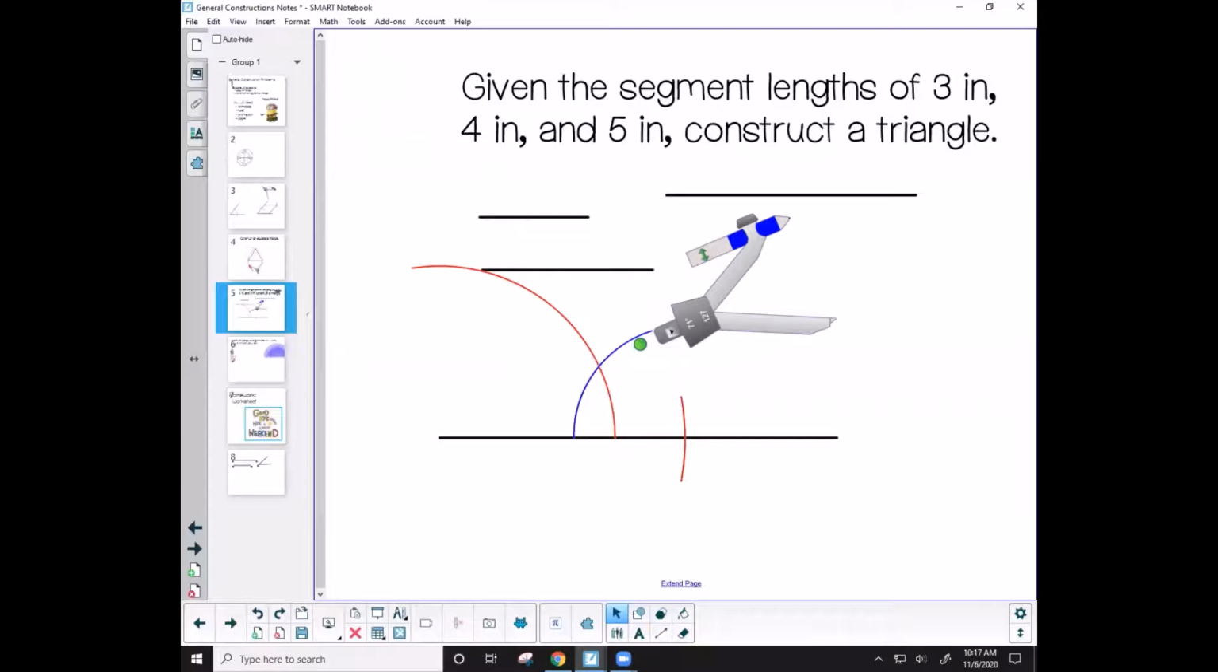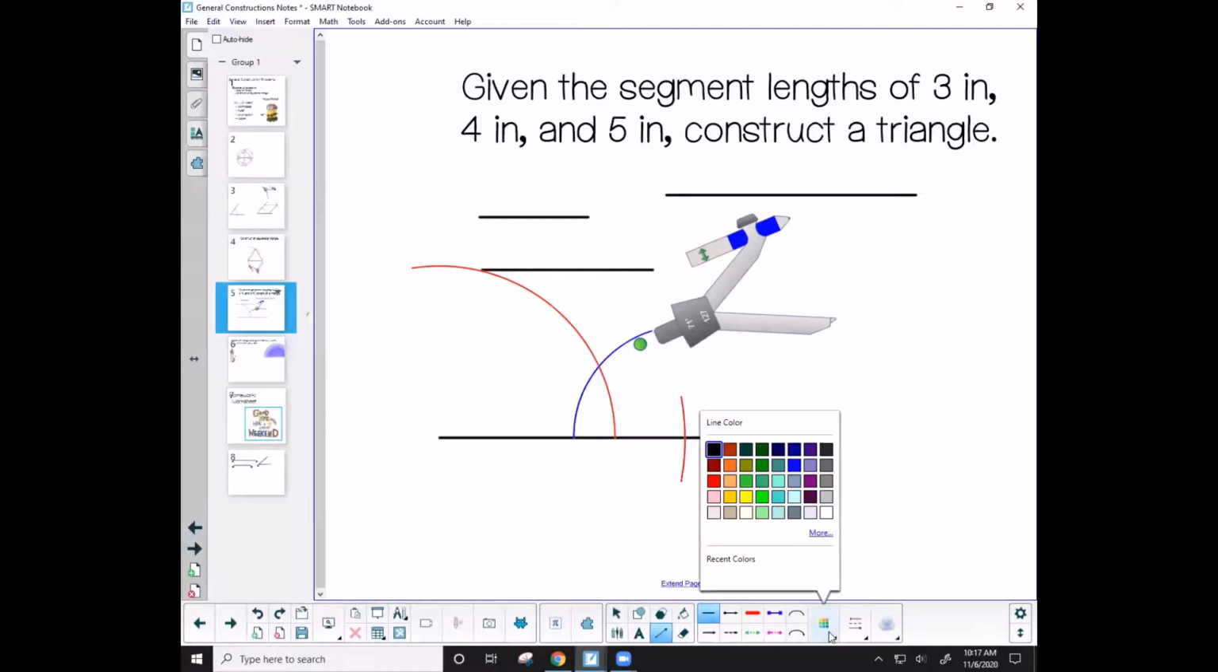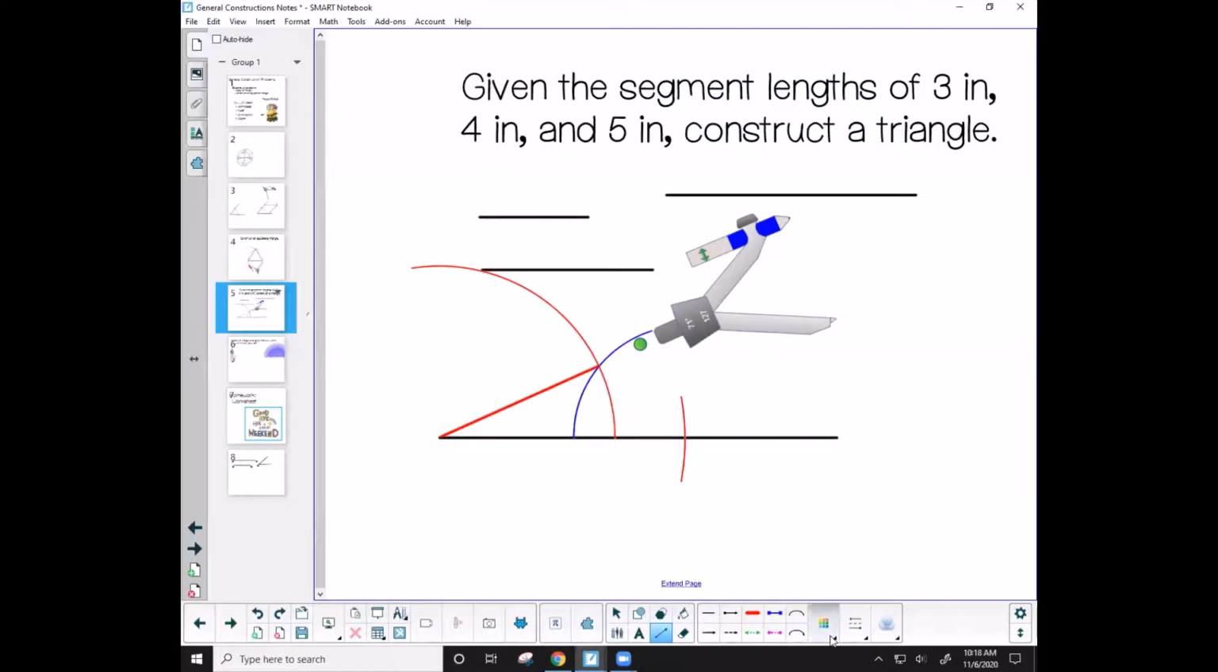So where those 2 arcs intersect, my red segment is 4 inches. My blue segment there is 3 inches. My triangle should not look like yours because I don't really have 3, 4, and 5, or that ratio. But you can check the accuracy of yours because you should have a right triangle now that you're done. So grab your protractor and see, do you have a right angle?